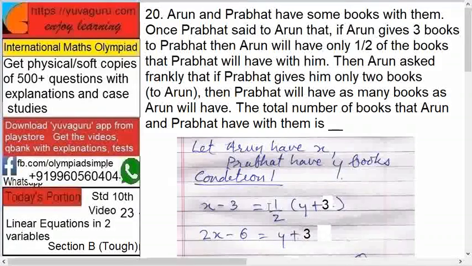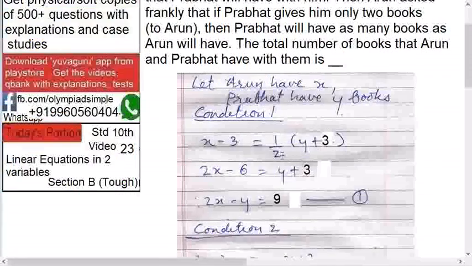So what is given? It is half. So x minus 3 equals to 1 upon 2 into y plus 3. Solve this. So you get 2 here. 2x minus 6 equals to y plus 3.